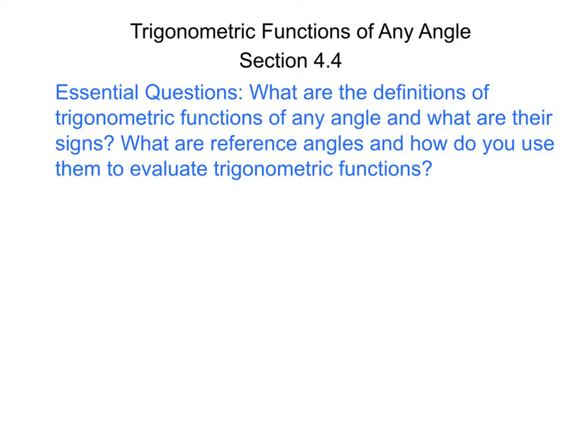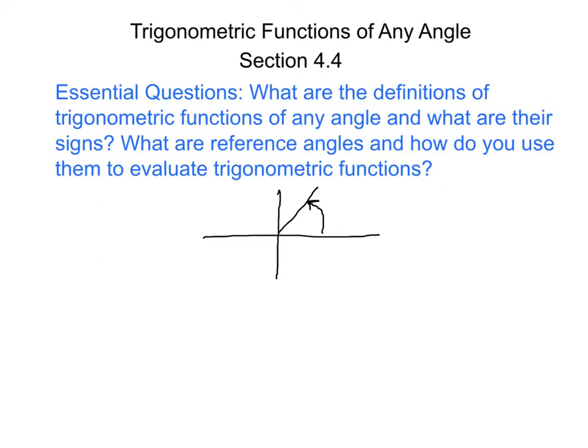So let's start off and talk about how we represent angles. In the xy coordinate system, we have a y-axis and an x-axis. Standard position for angles begins at the positive x-axis and goes counterclockwise for positive angles. So it goes in this direction. So we have first quadrant, second quadrant, third quadrant, fourth quadrant.